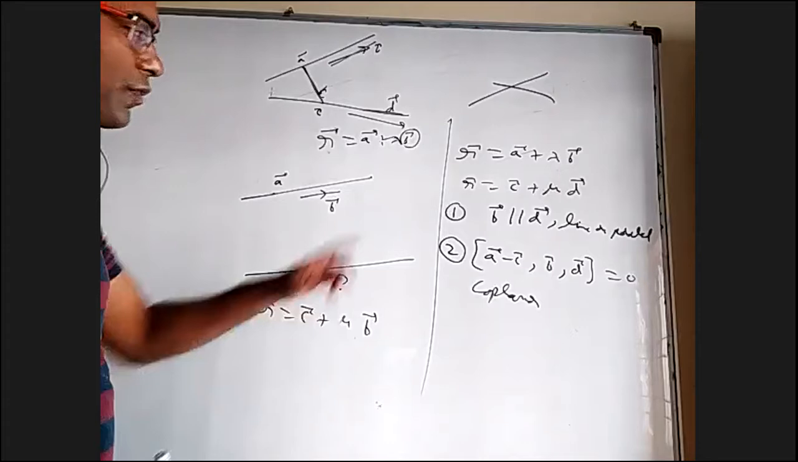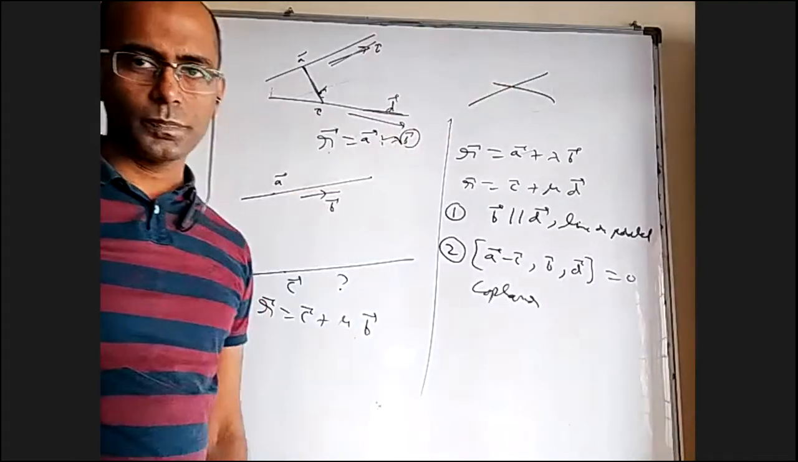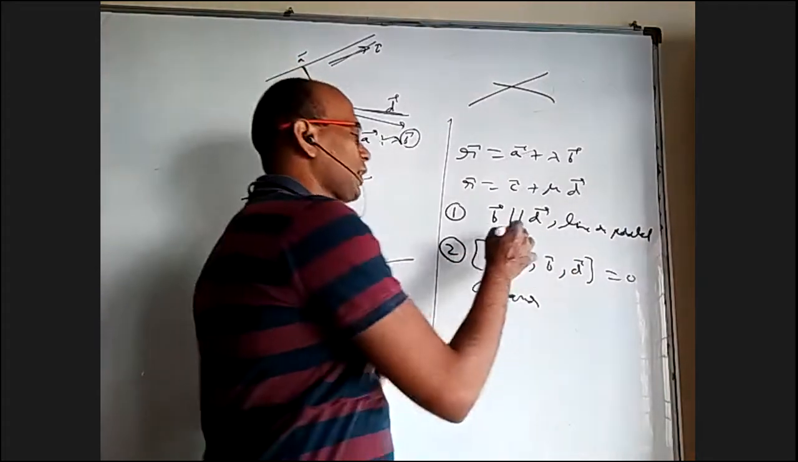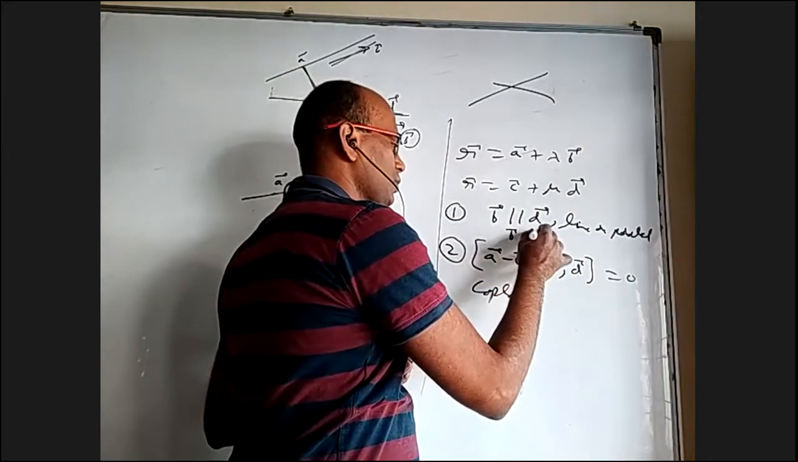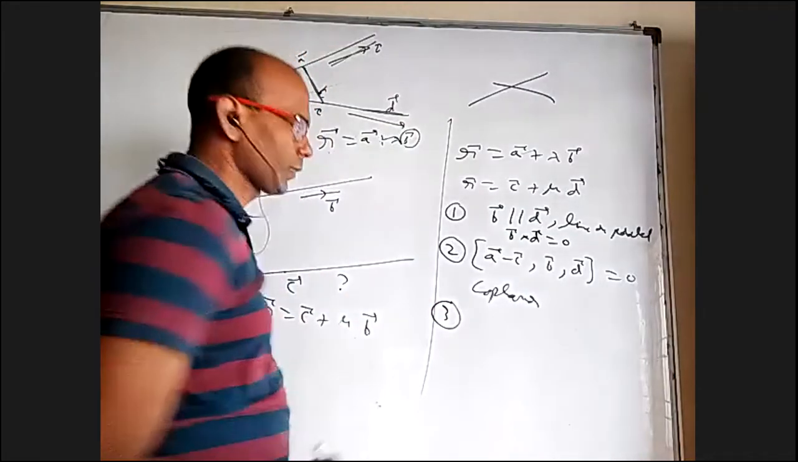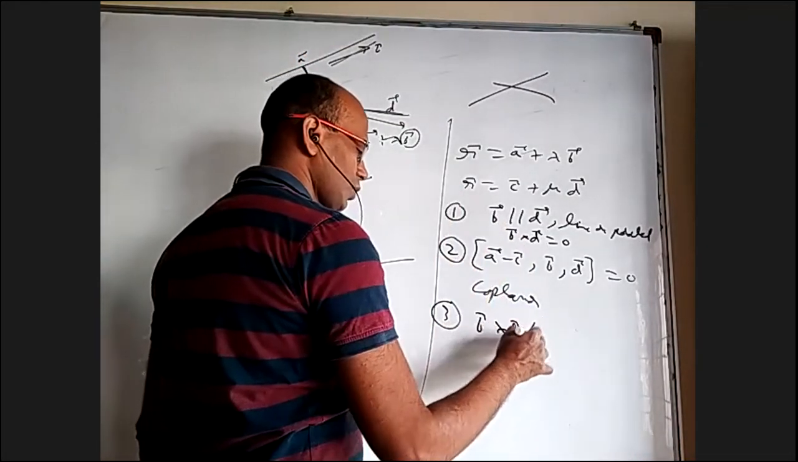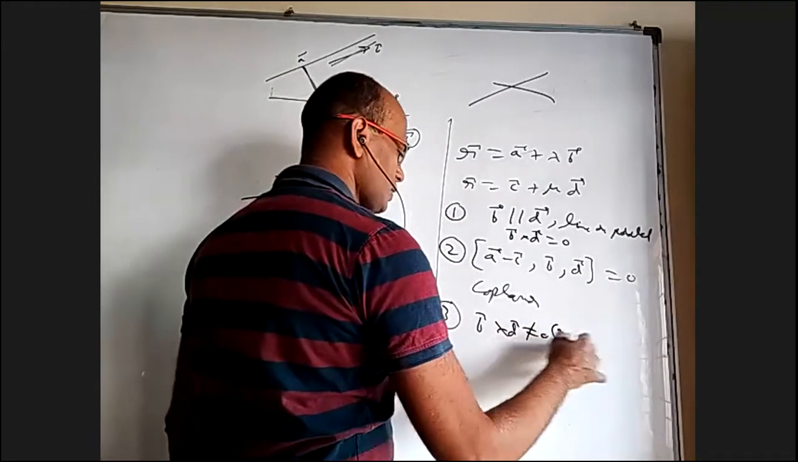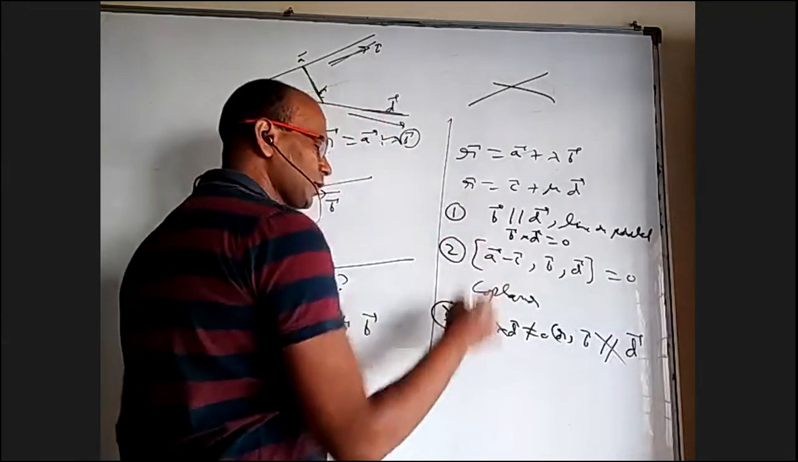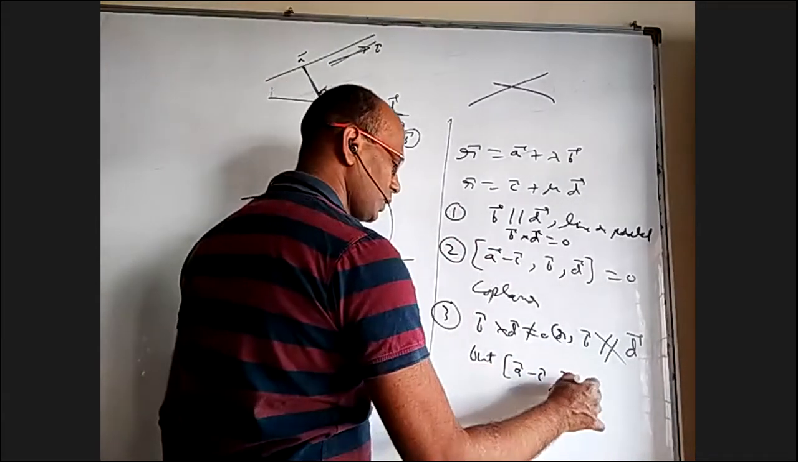Okay. Now within coplanar, there are two cases. They may be parallel lines, they may be intersecting lines. How will you know parallel lines? If B bar is parallel to D bar, or you can write B bar cross D bar is 0. Then how will you know they are intersecting lines? This should be 0 and this should not be 0. That is B bar cross D bar is not 0, or you can say B bar is not parallel to D bar, but the box is 0. Box A minus C, B, D is 0.